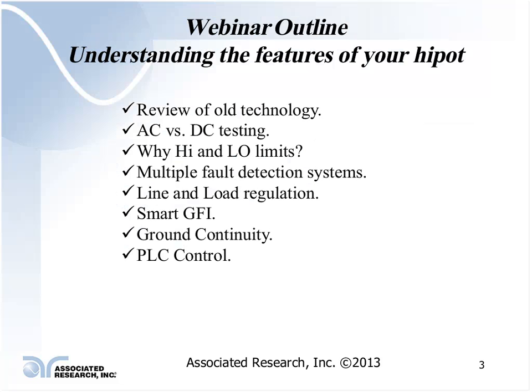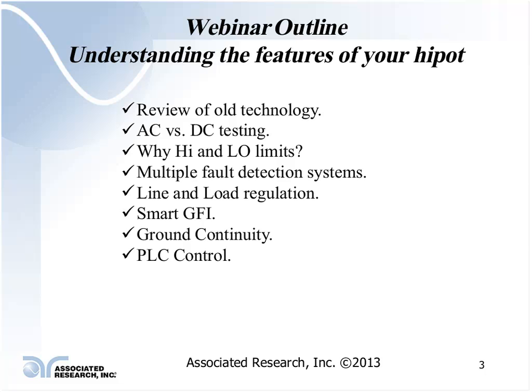I want to go over the outline first. Our webinar is understanding the features of your Hipot. We're going to talk a little bit about some of the older technology, and then we're going to get into AC versus DC testing, the limit settings you have on your tester. Today we use high and low limits. We also have some features called charge low and ramp high, and we're going to talk a little bit about what those do for you in your testing process, why you might want to set both high and low limits.